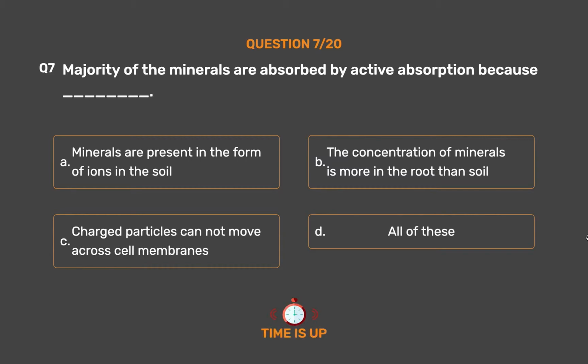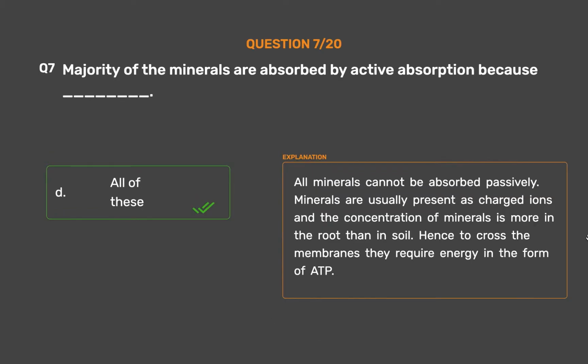The correct answer is option D. All of these. All minerals cannot be absorbed passively. Minerals are usually present as charged ions, and the concentration of minerals is more in the root than in soil. Hence, to cross the membranes they require energy in the form of ATP.